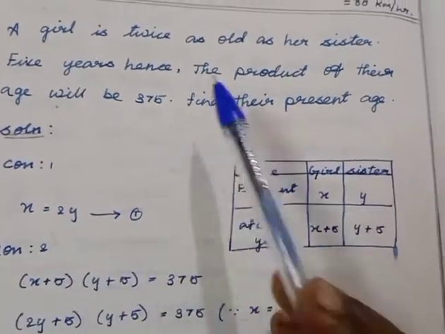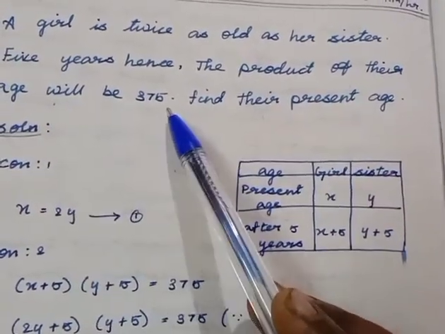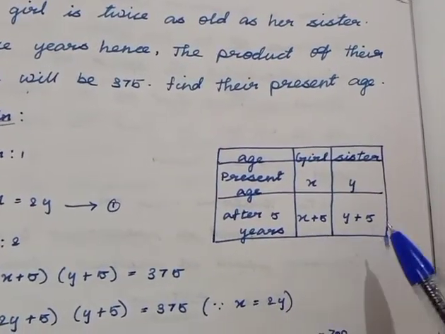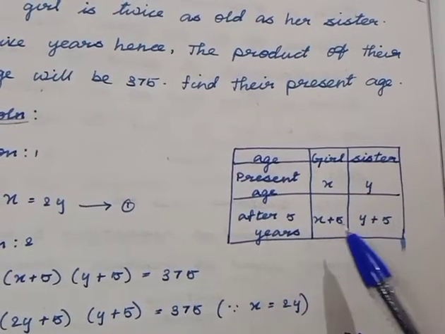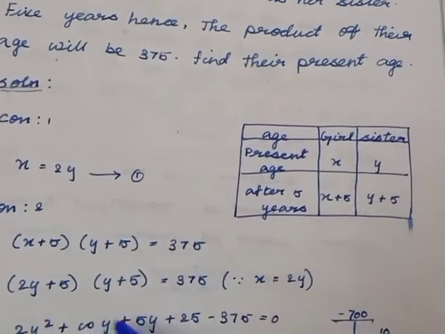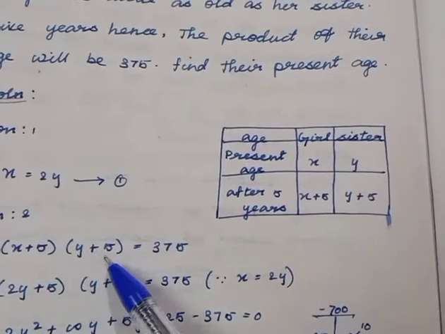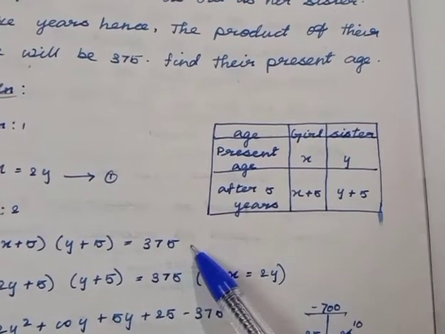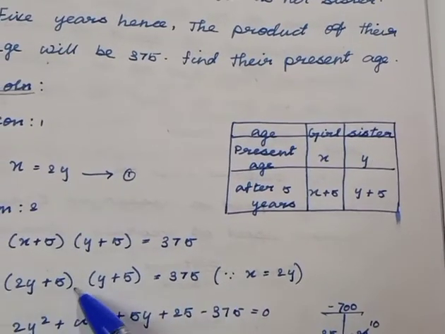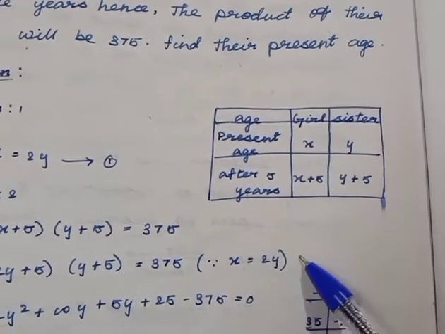Condition number 2, 5 years hence, the product of their ages will be 375. After 5 years, the girl's age is x plus 5, her sister's age y plus 5. So the product of these two is equal to 375. So x plus 5 into y plus 5 is equal to 375. What is the x value we found in condition number 1? 2y. So that is 2y plus 5 into y plus 5 is equal to 375, since x is equal to 2y.